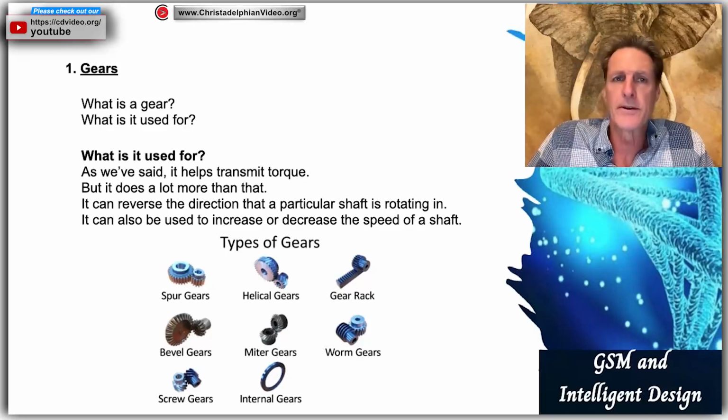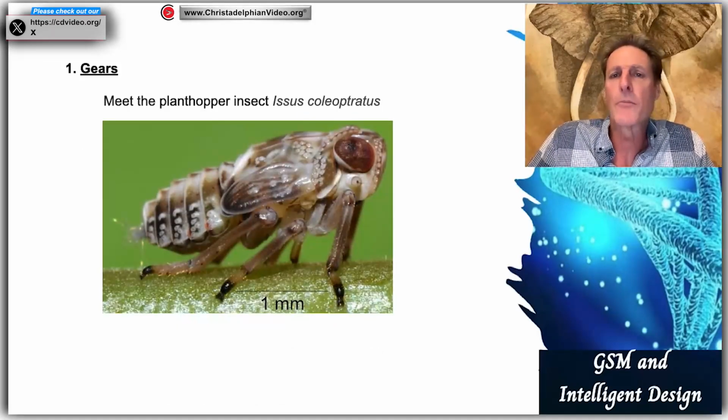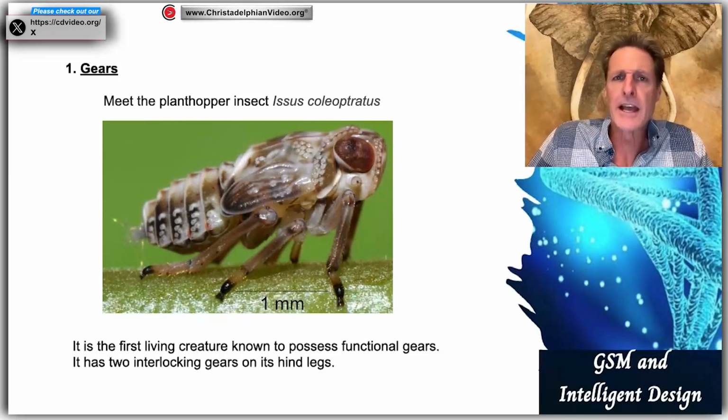Now, when you look at the intricate structure of a machine gear, we would expect it to be an exclusively man-made object and invention. But if that's what you thought, you'd be wrong, because it seems that nature had them first. So let me introduce you to the tiny plant hopper insect, Isis coleoptritus. It is the first living creature known to possess functional gears. It has 2 interlocking gears on its hind legs.